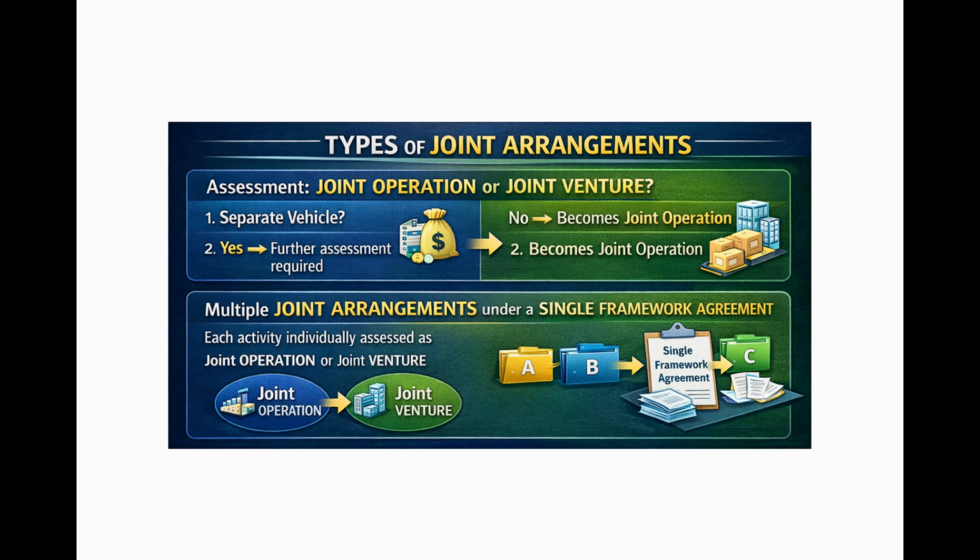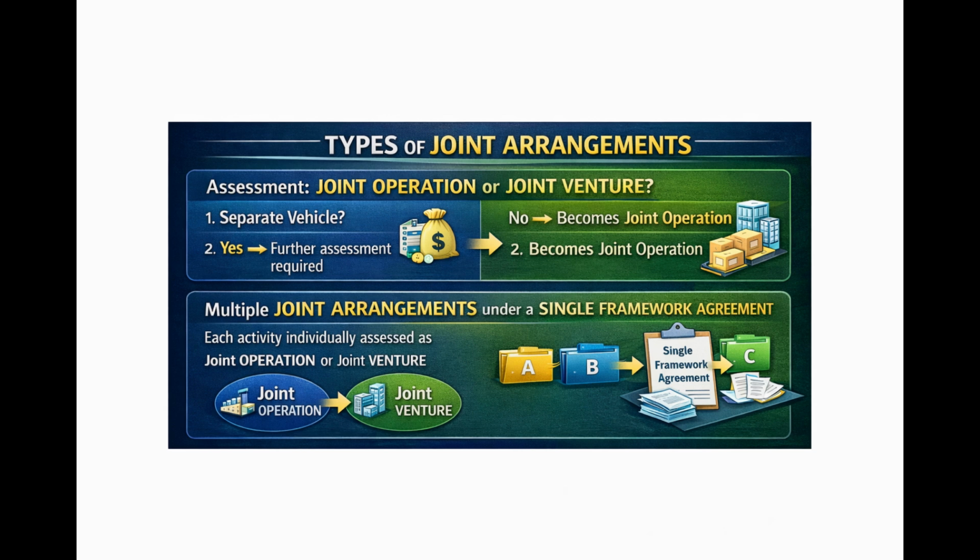Step 1. Not structured through a separate vehicle. Let's start with the simplest case. If a joint arrangement is not structured through a separate vehicle, it is automatically a joint operation. Why? Because the contract directly specifies rights to assets and obligations to liabilities, sharing of revenue and expenses. Important point to remember, even sharing or operating a single asset together is still a joint operation, as long as no separate vehicle exists.